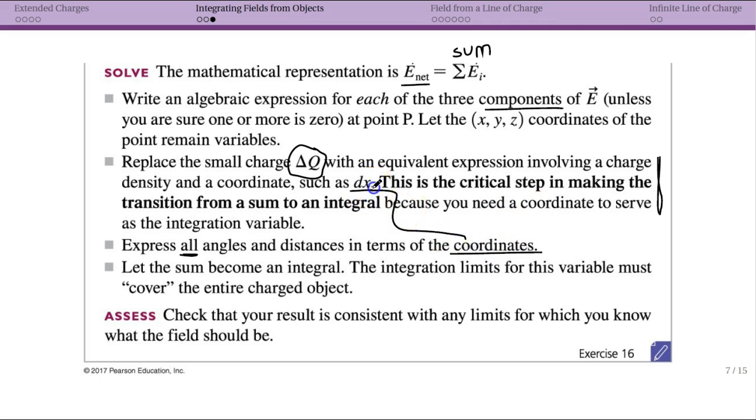So then you want to express all angles and distances in terms of the coordinates, meaning whatever coordinate your dx is. Why that matters is that you might have a radial component that matters, and you might have a theta, and as you're changing your spatial coordinate as you do your integral, the angle is changing and the distance is changing. So make sure that you express this, unless it's fixed, in terms of the coordinate you're doing the integral over. And when we talk about a line of charge, it's a great example of this.